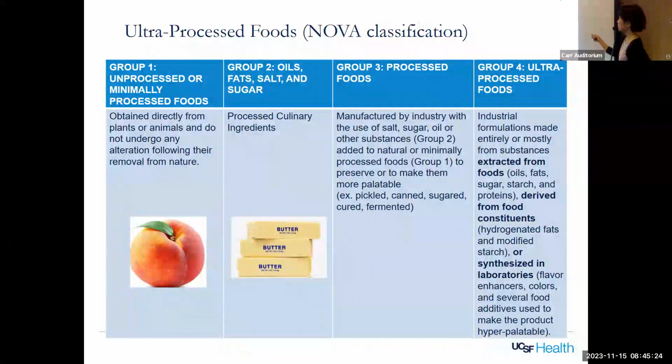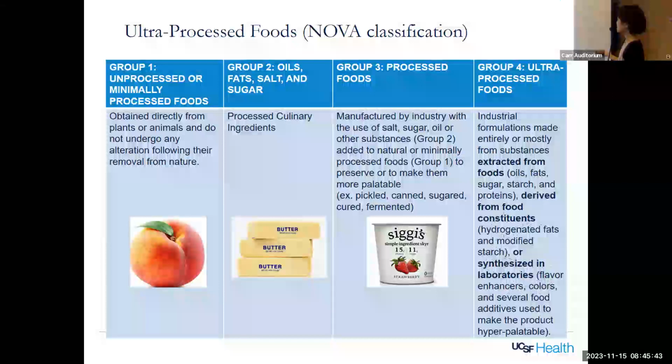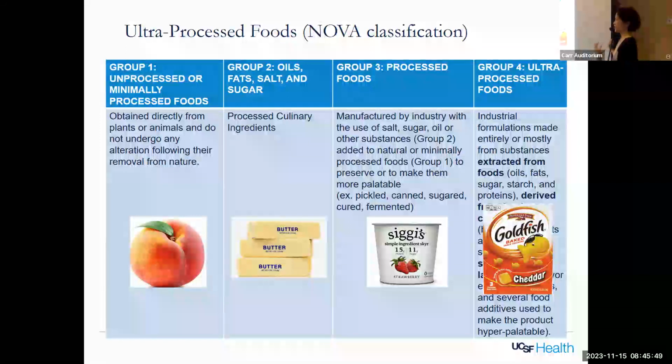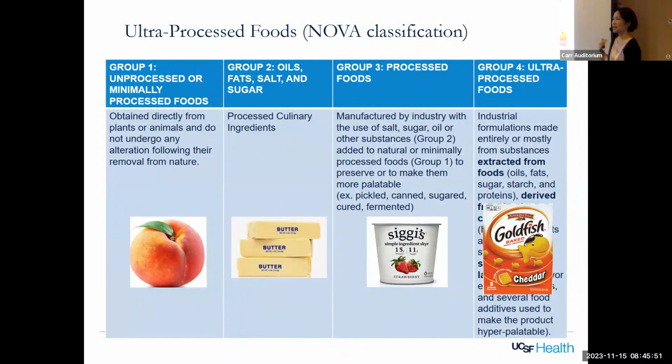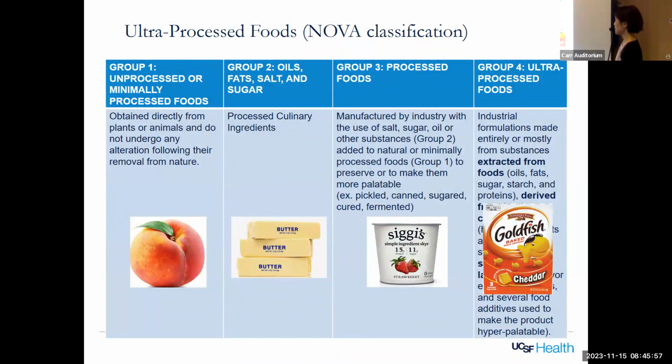A group 3 processed food would be manufactured by using a food ingredient plus a group 2, like an oil or a salt or a sugar to make it more palatable or to make it more shelf stable. So like maybe a yogurt, but it has some sugar and flavoring in it. And then an ultra processed food is something basically made in a factory, made out of artificial ingredients, chemicals to make things hyper palatable, very shelf stable, easy to manufacture, cheap. And again, 60% of the food that we eat falls in group 4.